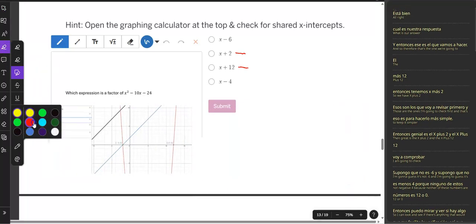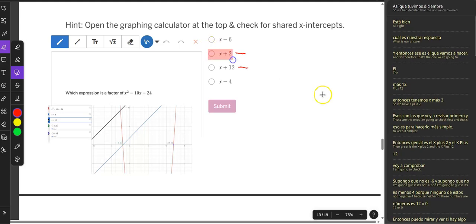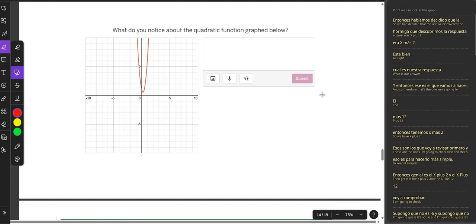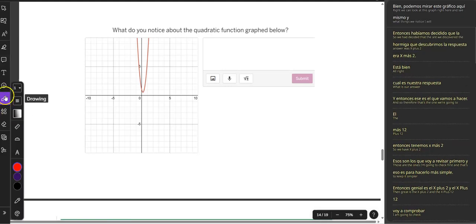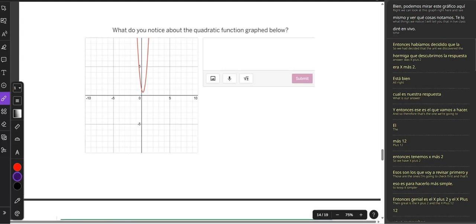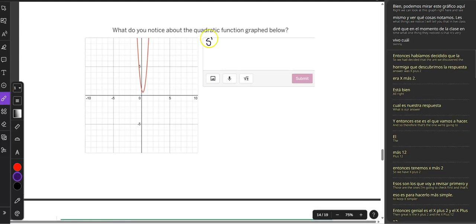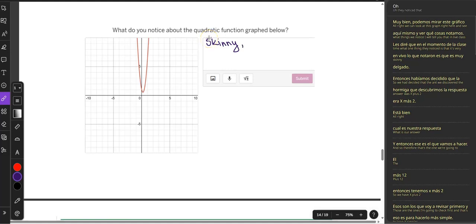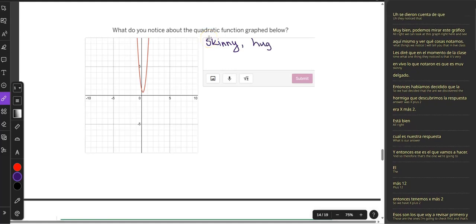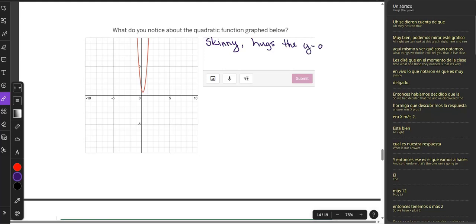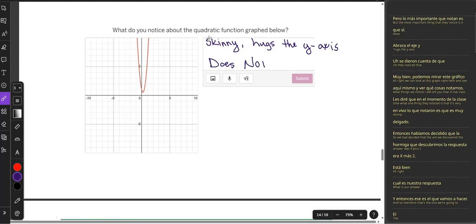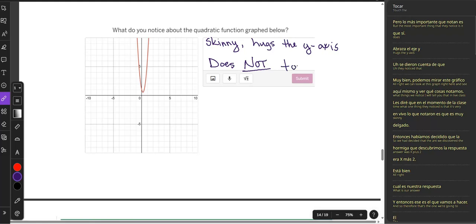So we had discovered the answer was x plus 2. Right, we can look at this graph right here and see what things we notice. I will tell you that in live class time, one thing they noticed is that it's very skinny. They noticed that it hugs the y-axis. But the most important thing that they noticed is it does not touch the x-axis at all.